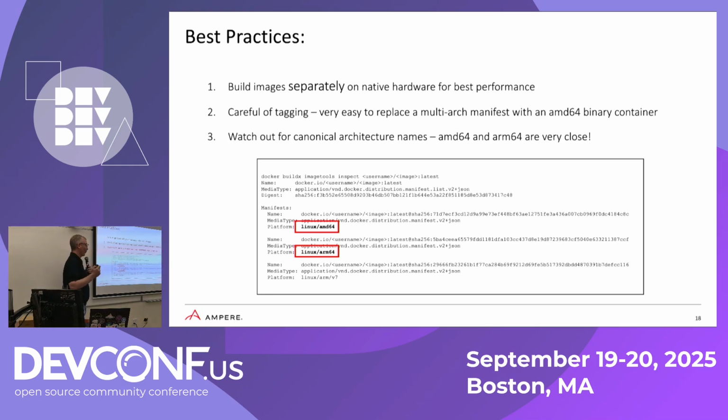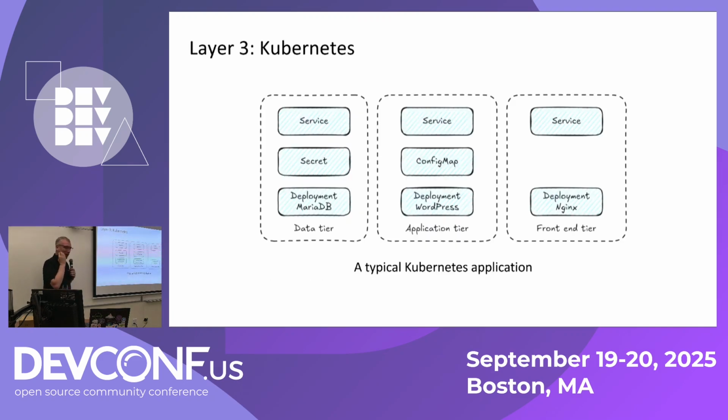Also, I, for one, have spent a lot of time staring cross-eyed at a manifest file only to notice that AMD64 and ARM64, one of them was spelt wrong, right? They look really alike. So it's important. Okay, that's all I'm going to say about building.